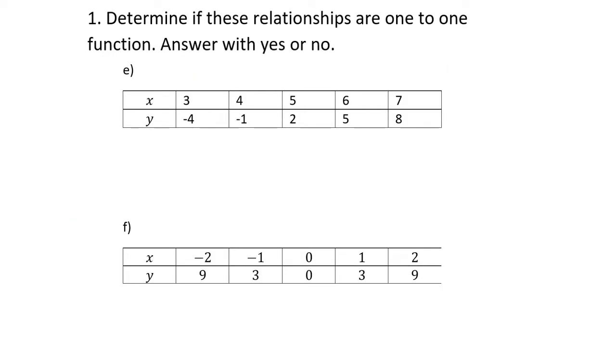Okay, so continuing with problem 1, doing the same thing, but this time they've provided it in terms of a table. So what I like to do, I don't really like my tables horizontally like that. I find them harder to read. So I'm going to rewrite this table vertically. So I have a 3, a 4, a 5, a 6, and a 7. And then -4, -1, a 2, a 5, and an 8.